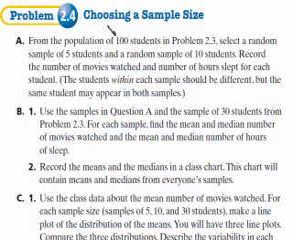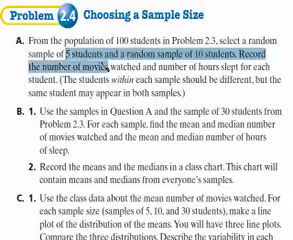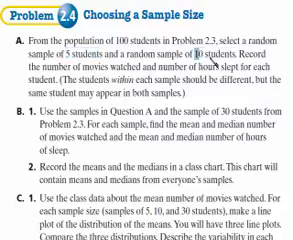Record the number of movies watched and the number of hours slept for each student. So you're doing this for a random sample of 5 and then another random sample of 10 students. So you'll have 5 students and then 10 students. Students within each sample should be different, so you have to have 5 different numbers and then 10 different numbers. It doesn't matter if you have the same number in both samples. So if you have student number 72 in your 5 students and in your 10 students, that's fine.